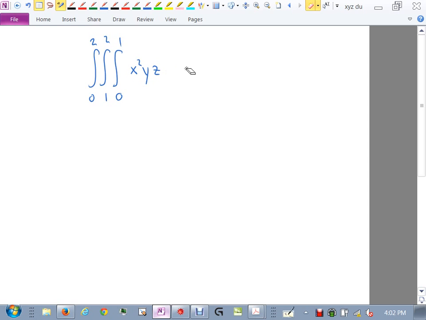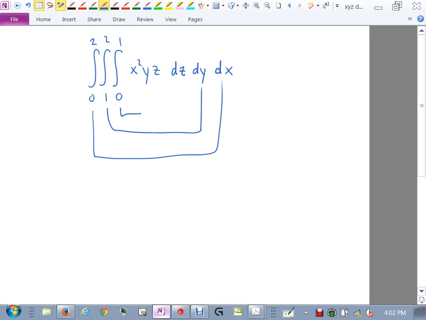I should replace dV with what? The order here matters. If I'm reading from left to right, dz, dy, dx, right? Because wasn't the x 0 to 2, the y was 1 to 2, and the z was 0 to 1. So it goes from the inside out. So if you were to work this integral, you would do this one first, which means you would integrate x squared yz, treating what like what?